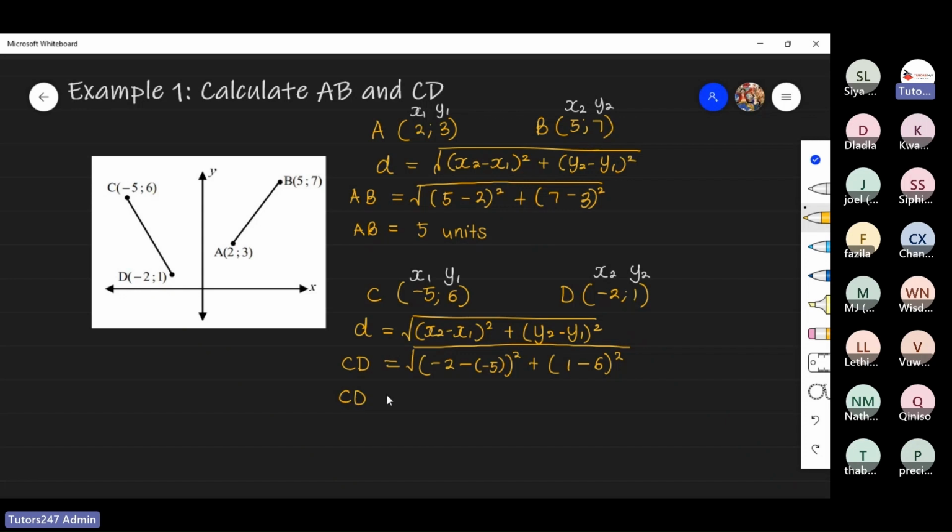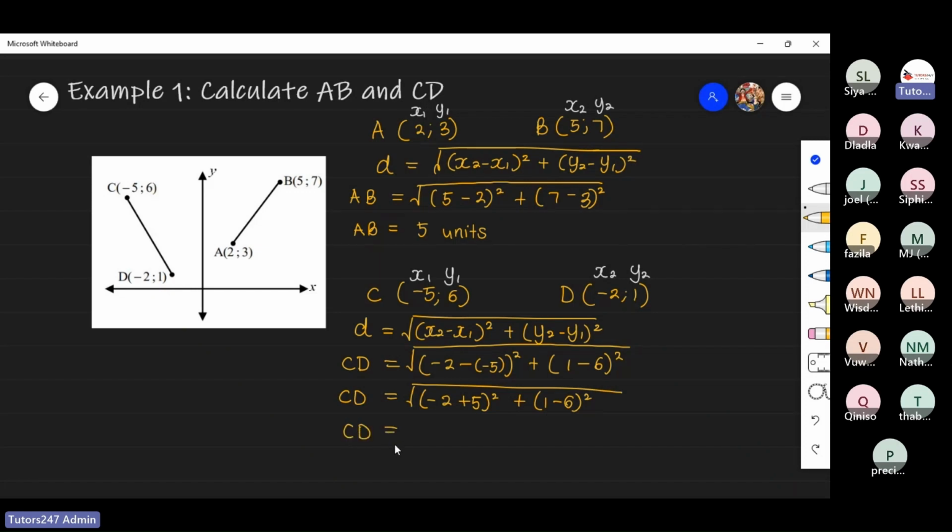Now, before I put this into my calculator, I want to simplify the x values. So that is going to be minus 2 plus 5 squared, because negative times negative becomes positive. Plus, I'll put 1 minus 6 all squared. From here, I'm now going to put this into my calculator.